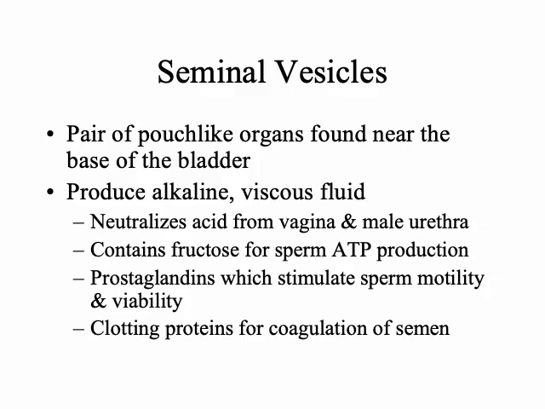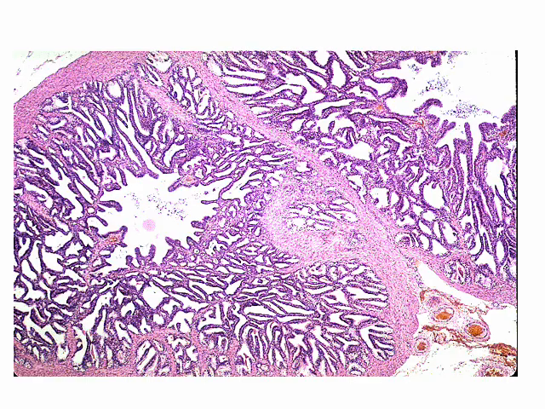So the seminal vesicles are going to have some alkalinity to neutralize any acidity in the environment. It's going to have some sugar and food for the sperm mitochondria, some prostaglandins, which is just going to be like a little shot of energy and viability, it just stimulates the sperm, and then some clotting proteins. Here's what it looks like.